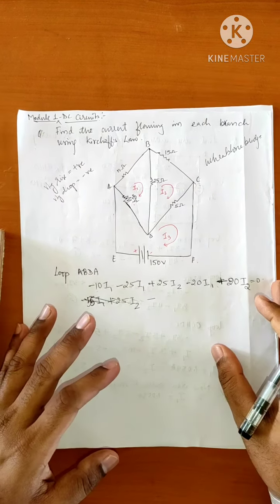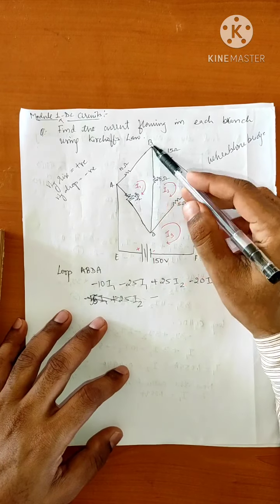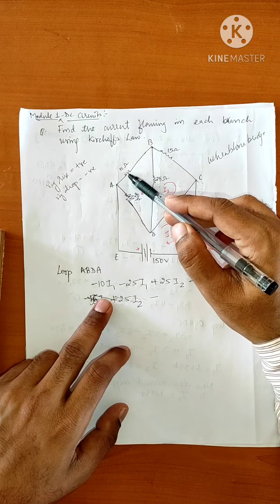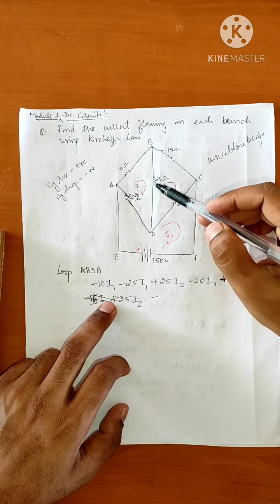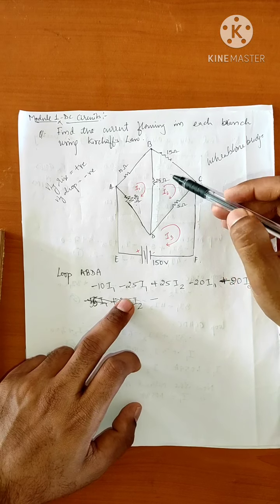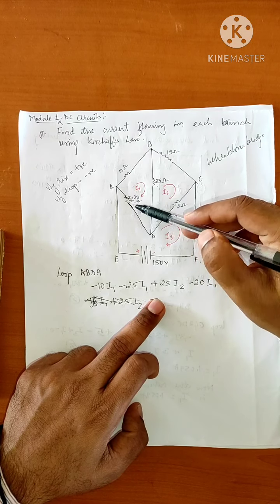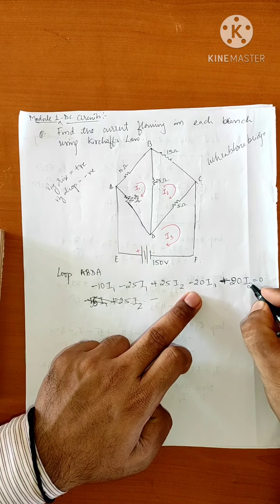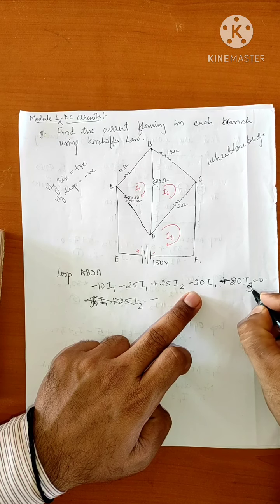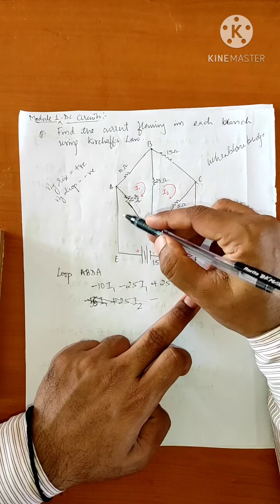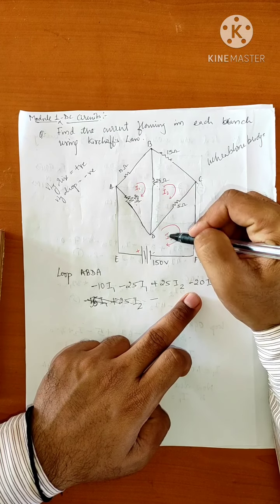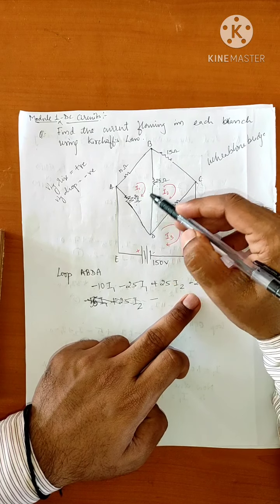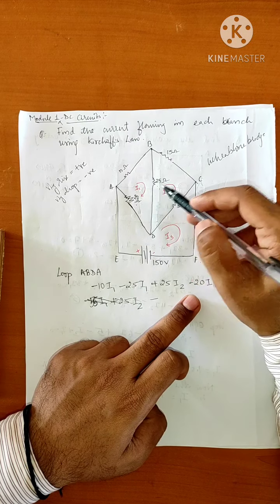Now let's take A, B, D, A. This is my first loop. So minus 10 I1, minus 25 I1 plus 25 I2, again minus 20 I1 plus 20 I3. There is one more current flowing against this one, which is I3. Take this as 20 because 20 is shared by loop 1 and loop 3. 25 is shared between loop 1 and loop 2.